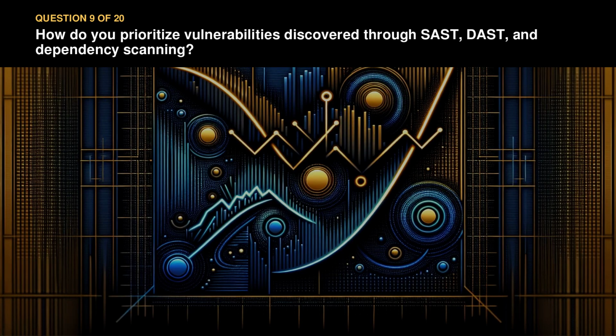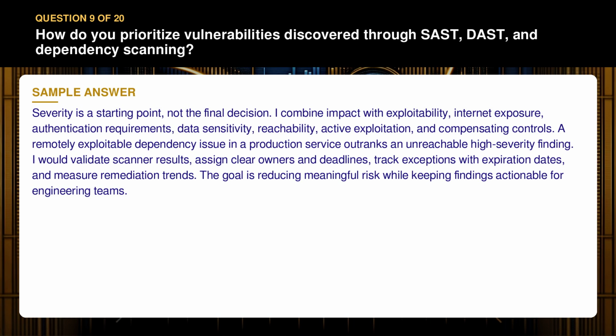Question 9. How do you prioritize vulnerabilities discovered through SAST, DAST, and dependency scanning? Severity is a starting point, not the final decision. I combine impact with exploitability, internet exposure, authentication requirements, data sensitivity, reachability, active exploitation, and compensating controls. A remotely exploitable dependency issue in a production service outranks an unreachable high-severity finding. I would validate scanner results, assign clear owners and deadlines, track exceptions with expiration dates, and measure remediation trends. The goal is reducing meaningful risk while keeping findings actionable for engineering teams.